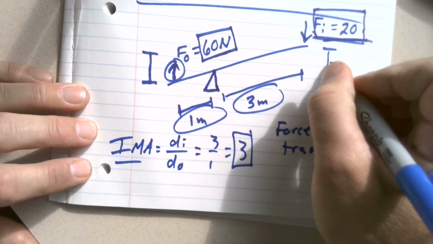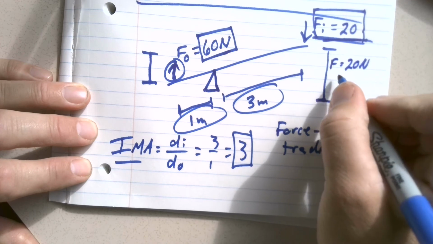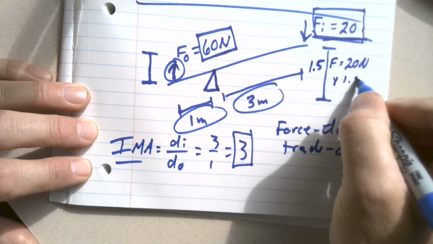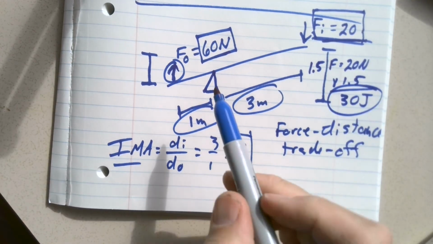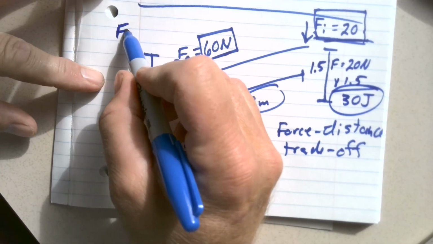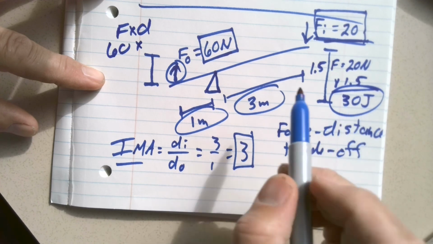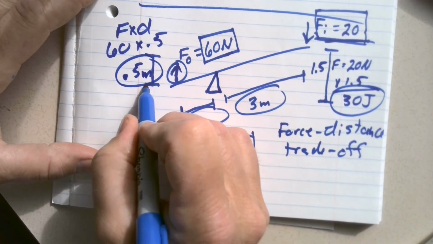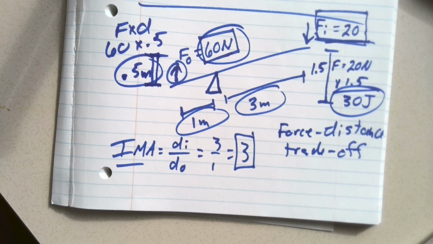So in this case, if I put this force here of 20 newtons, and let's just say that this is 1.5 meters from here to here, so 20 times 1.5, my total work is going to be 30 joules, right? Well, in order to get 30 joules out of this, it's still force times distance for work. If my force is 60, then my distance to get 30 joules is going to have to be 0.5, which makes sense, that this is only 0.5 meters that I'm moving this bigger force with. Okay, so hopefully that clears up some of the ideas about the force distance trade-off and mechanical advantage.